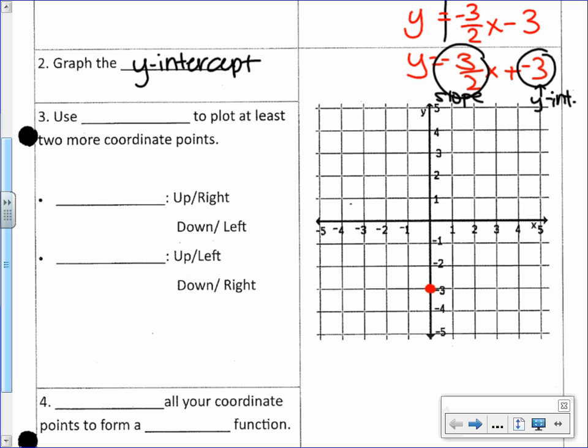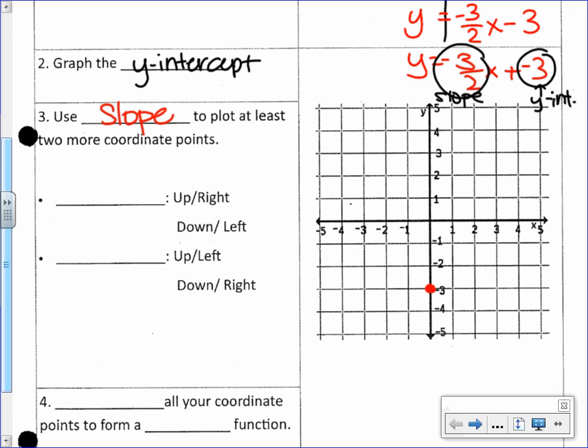Okay. The third step is you're going to use the slope to plot at least 2 more coordinate pairs. So you want a total of 3 coordinate pairs. The more the better. If you can get 4 or 5 on a graph, even better. But I always say minimum 3. This is the most confusing part.